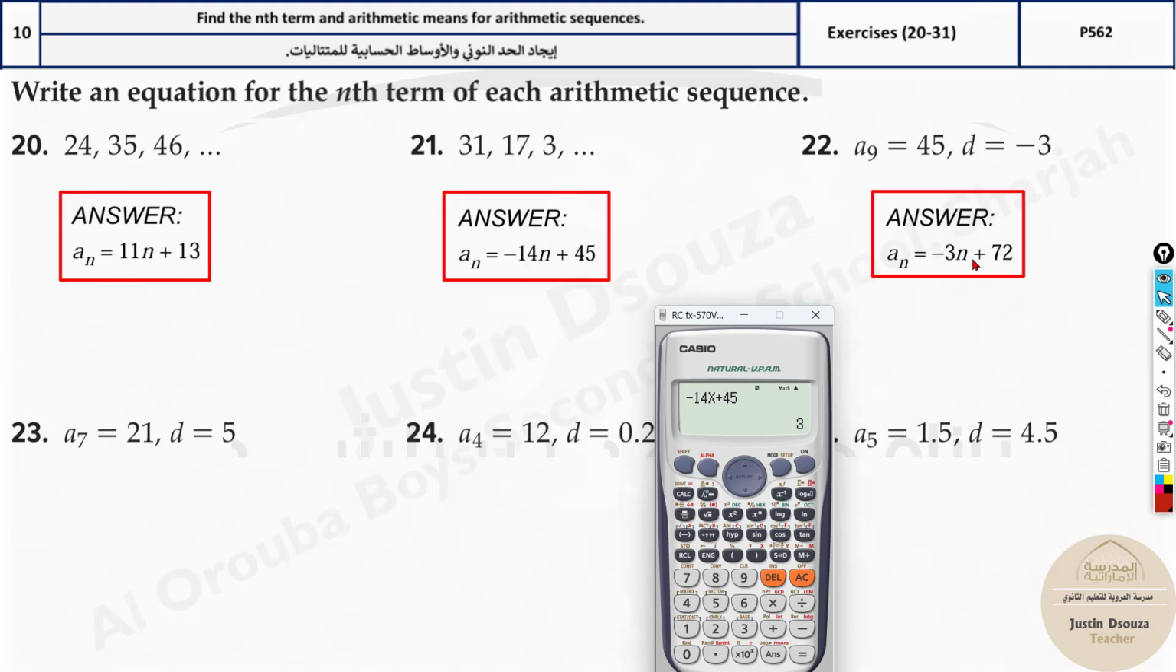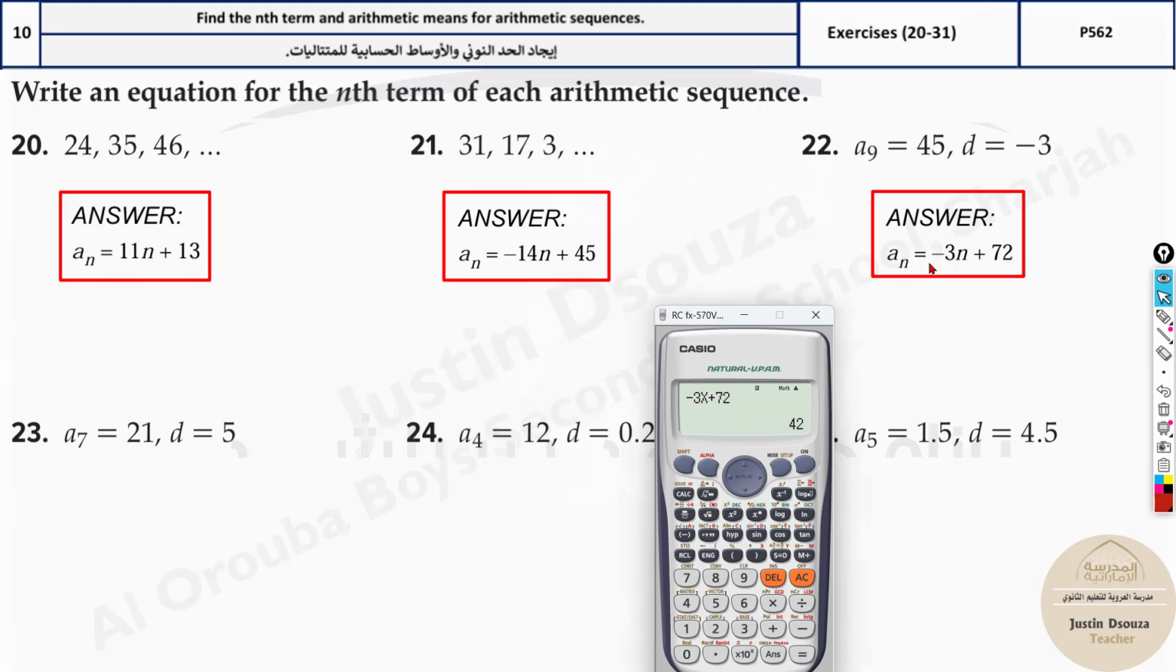You can try this only, that is by typing this equation as it is. So it's negative 3x plus 72. Now since there is no a1 term, you can directly jump to the ninth term. What is it? 45. Yes, correct. And since d is minus 3, after 9, let me go to 10. It must be less than 3, right? 45 minus 3. So calculate it at 10. Yes, it will be 42.